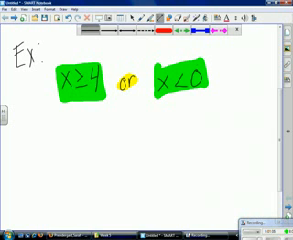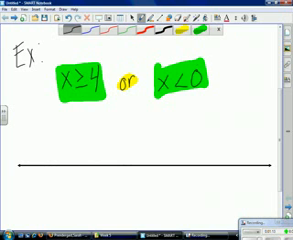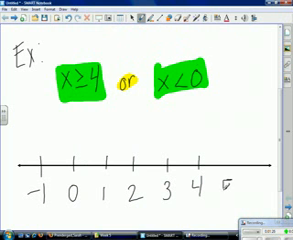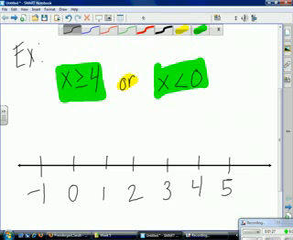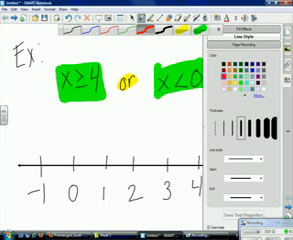So first we're going to talk about how to graph an OR inequality. The first thing we need is a number line. There we go, number line. And we need to number our number line. -1, 0, 1, 2, 3, 4, 5. Okay, so remember when we graph inequalities, we have to pay close attention to if we have greater than or equal to, less than or equal to, greater than, or less than.